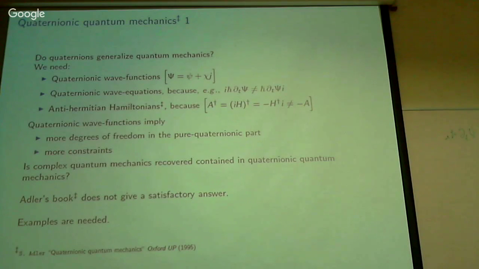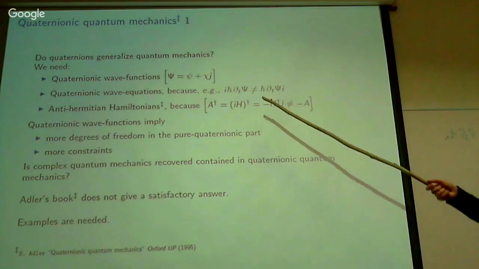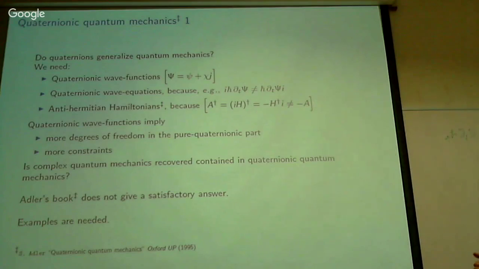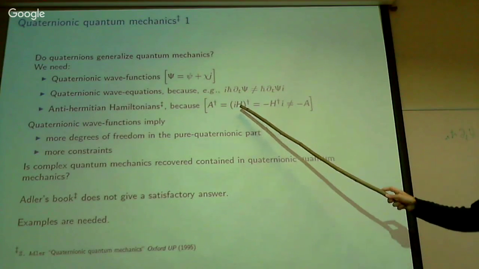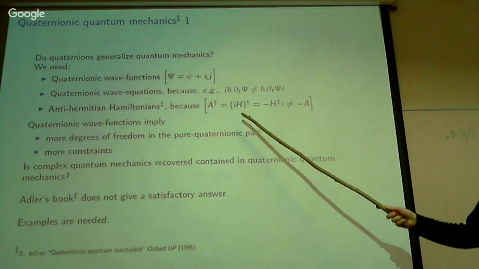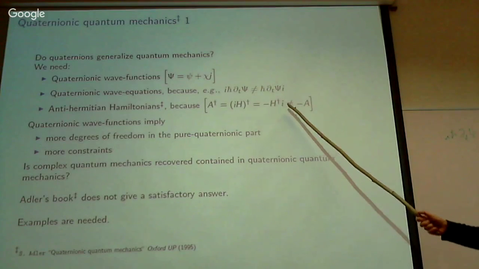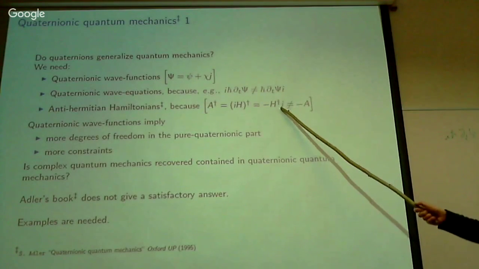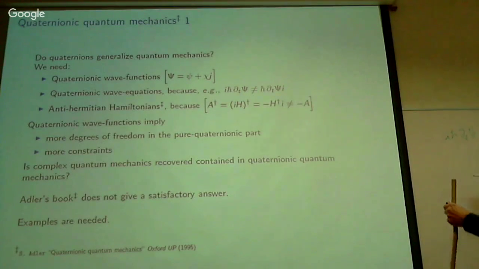In Adler's book, he tries to solve this problem using anti-Hermitian operators. We see that if we have a complex Hermitian operator, we take the complex conjugate and the order of H and i changes. So the complex conjugate of i is minus i, and the sign you can commute because it's a real factor. But if this is quaternionic, this is not equal. In a complex case, this is anti-Hermitian.